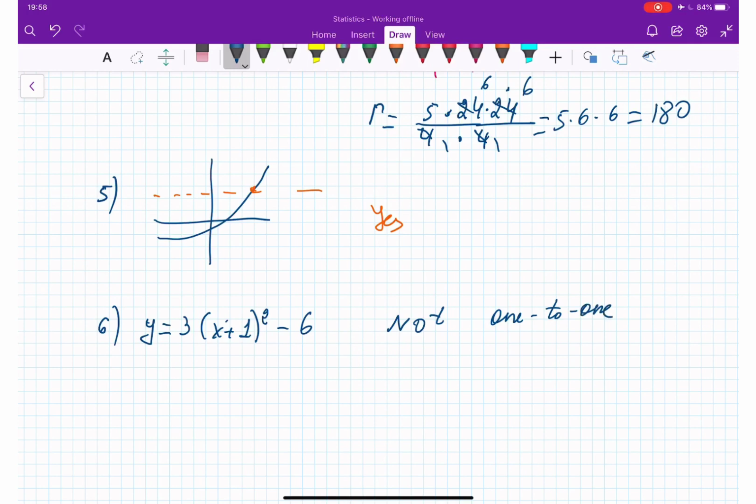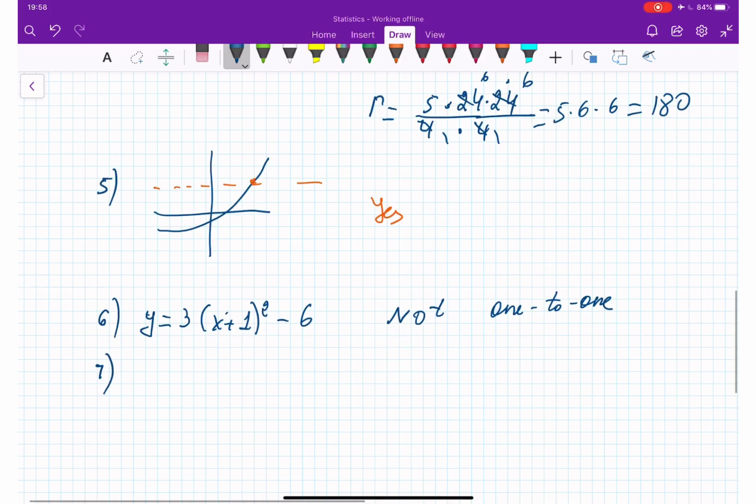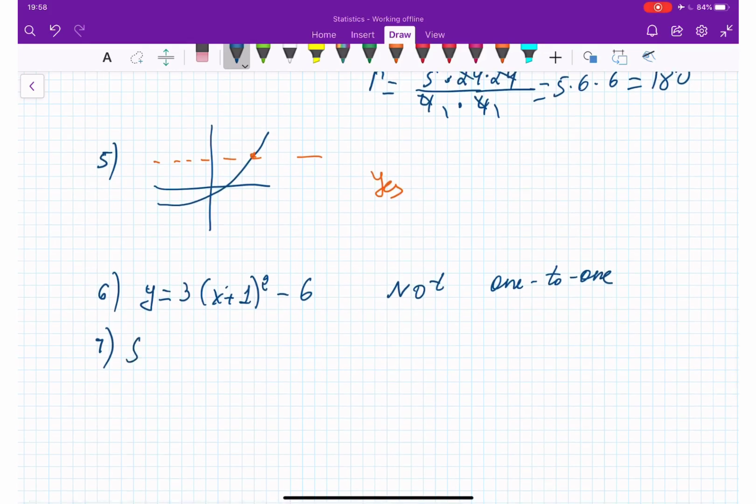Number 7. So we have f of x is equal to 5 to the power x. And we need to find f of 2. And we need to find f of negative 2. Okay, very easy.